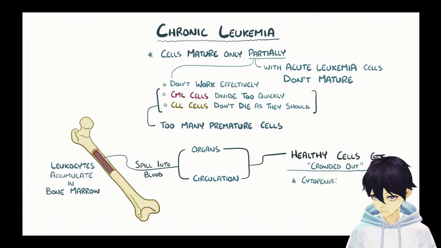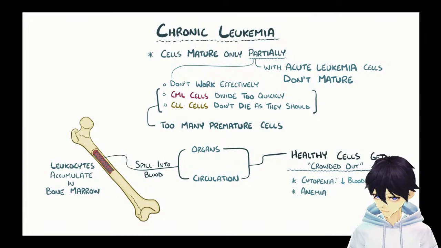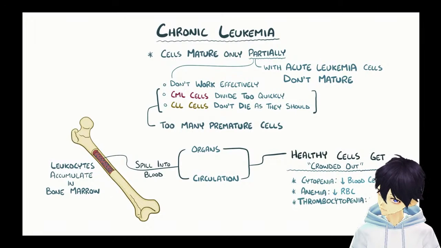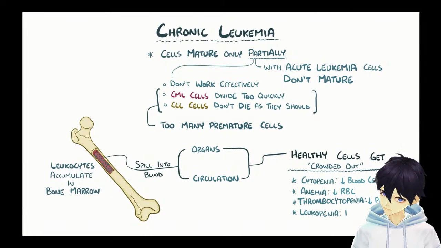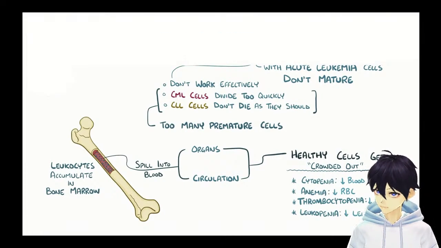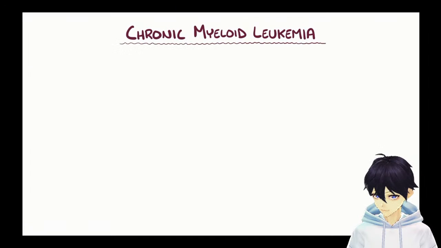This causes cytopenias, or a reduction in the number of healthy blood cells, like anemia, which is a reduction of healthy red blood cells, thrombocytopenia, or a reduction of healthy platelets, and leukopenia, or a reduction in healthy leukocytes. In chronic myeloid leukemia, the most common cause is a chromosome translocation, which results in a Philadelphia chromosome.